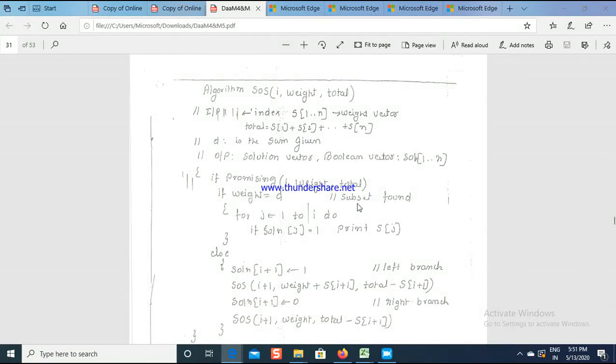Okay, now let us consider the algorithm for the sum of subset problem. So this is the algorithm. Here you mainly have two functions: one is the promising function, and the other is the sum of subset algorithm. The parameter we are passing here, i, represents the index, and the weight is nothing but the current sum that you have.